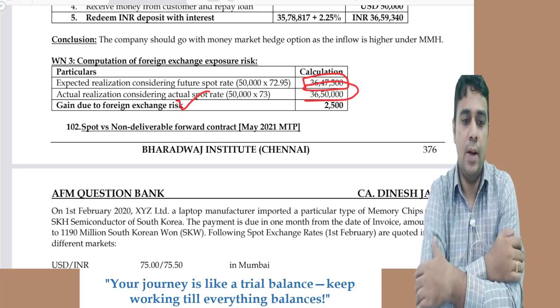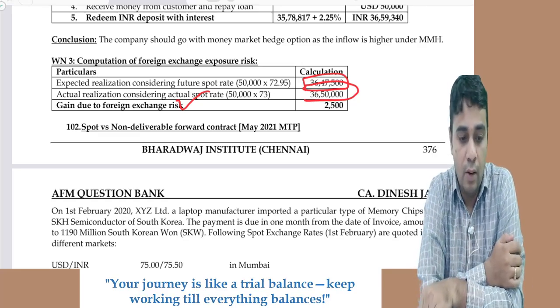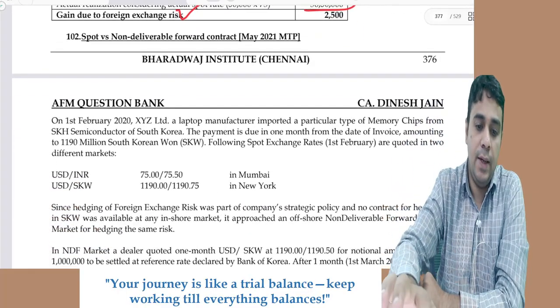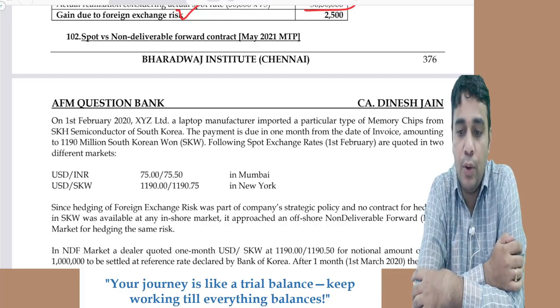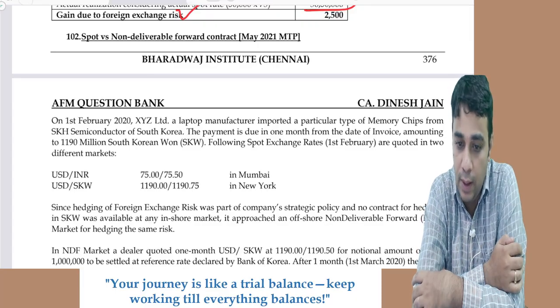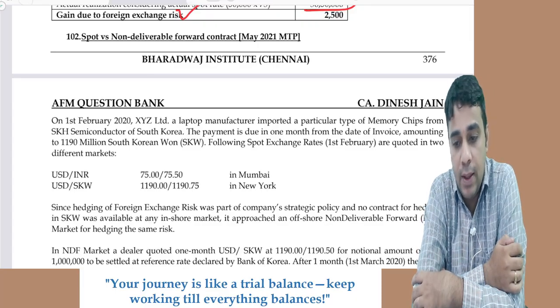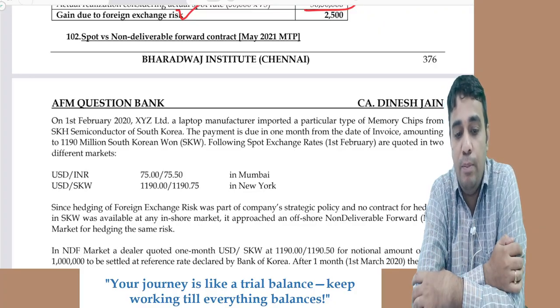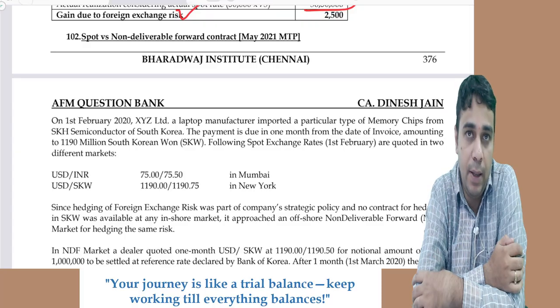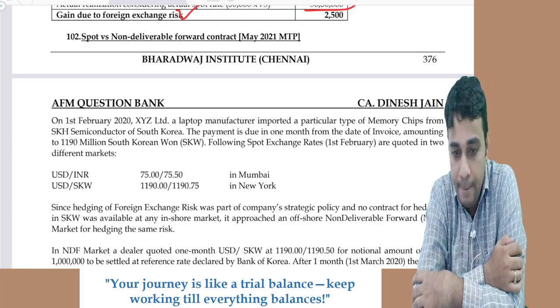Okay, let's do this question now. On 1st February 2020, XYZ Limited, a laptop manufacturer, imported a particular type of memory chip from SK Semiconductor of South Korea. Payment is due in 1 month from the date of invoice, amounting to 1190 million SKW.